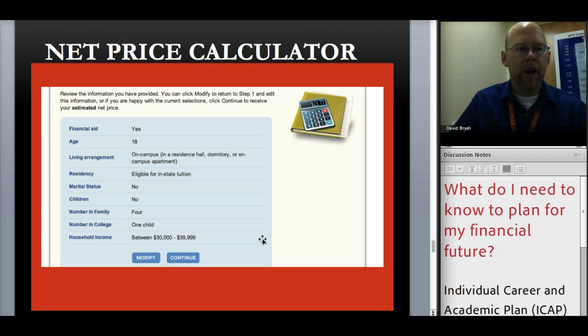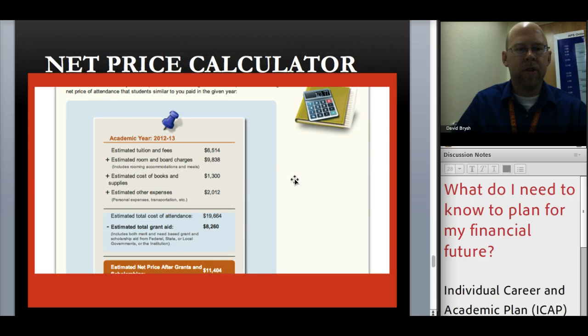One thing you could do now is what's called the net price calculator. So you fill out a couple of questions, and then you hit continue, and what it gives you is what the federal government is probably going to say about how much money you can pay. So at the end, it'll give you the estimated cost of attendance to whatever school you're interested in. It'll talk about all the different kinds of costs involved, and it will give you how much financial aid you can get, which is kind of cool.